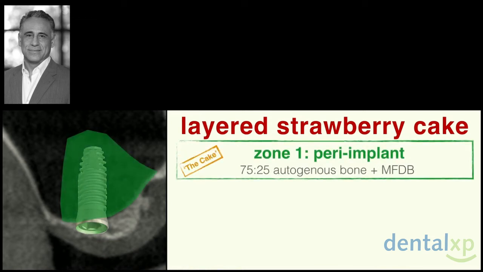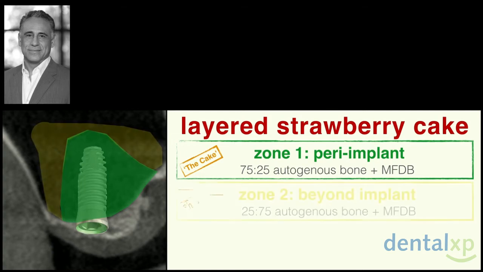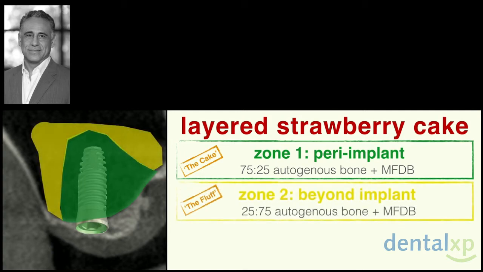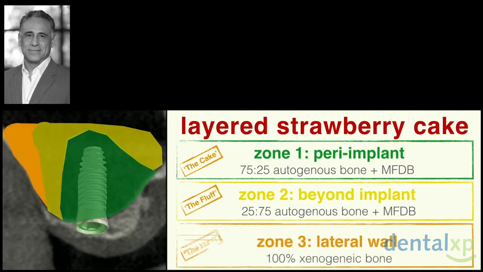Zone 1 is the peri-implant zone, where I use about 75% autogenous bone and 25% mineralized freeze-dried bone, and I call that the cake. That's the bulk of where I need the great bone and osteogenic potential. The next layer is zone 2, which I call beyond the implant, where I use about 25% autogenous bone and 75% mineralized freeze-dried bone, and I call that the fluff. The last layer is zone 3, the lateral wall. I just use 100% inorganic bovine bone, and I call that the icing. It makes it look great.